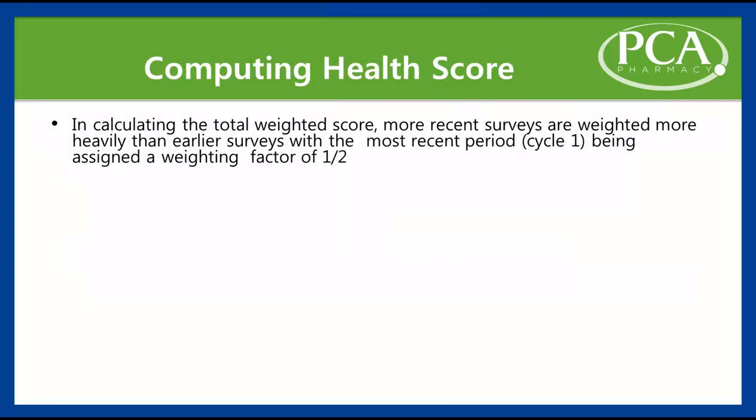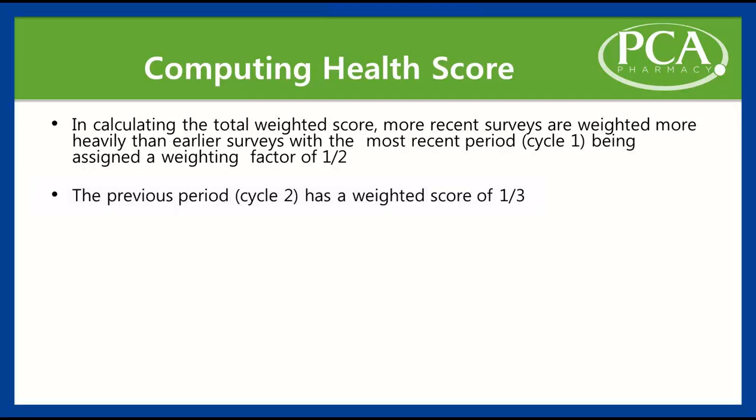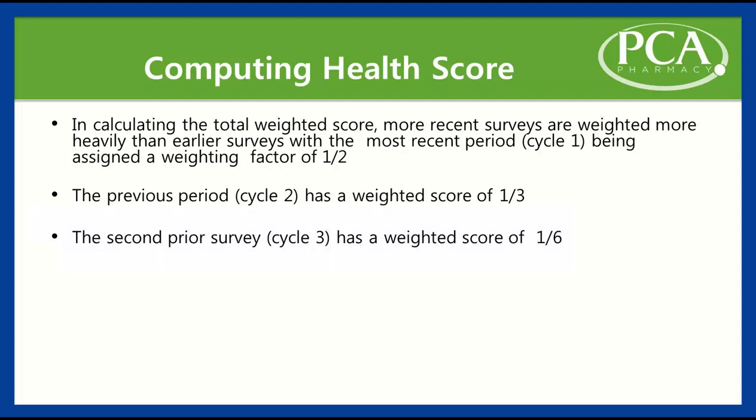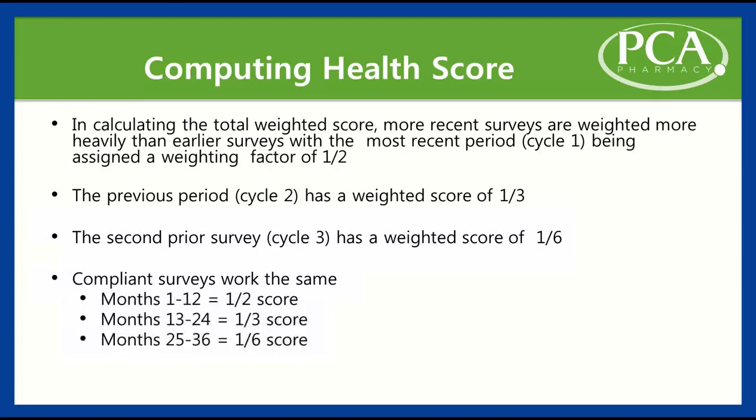How the health scores are computed, they're weighted. The most recent annual survey is weighted more than earlier surveys. The most recent period, or cycle 1, is given a weighting factor of 1/2. The period prior to that is weighted by a factor of 1/3, and cycle 3 is weighted by a factor of 1/6.